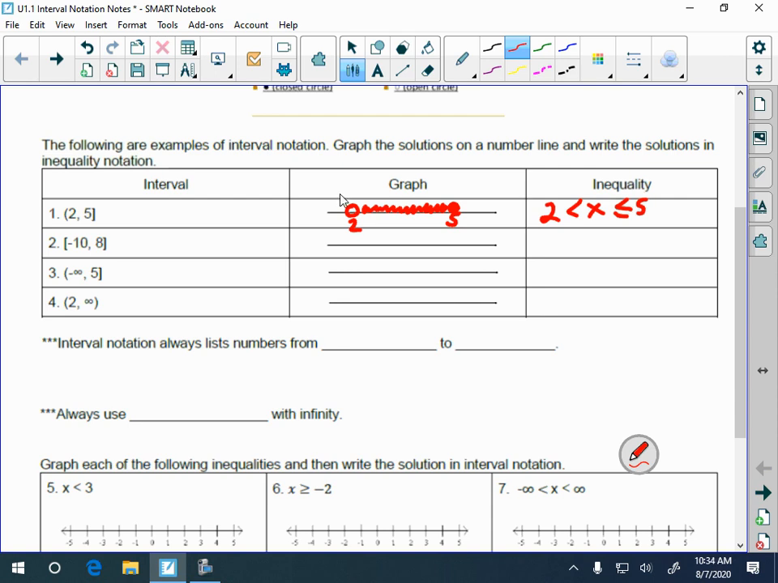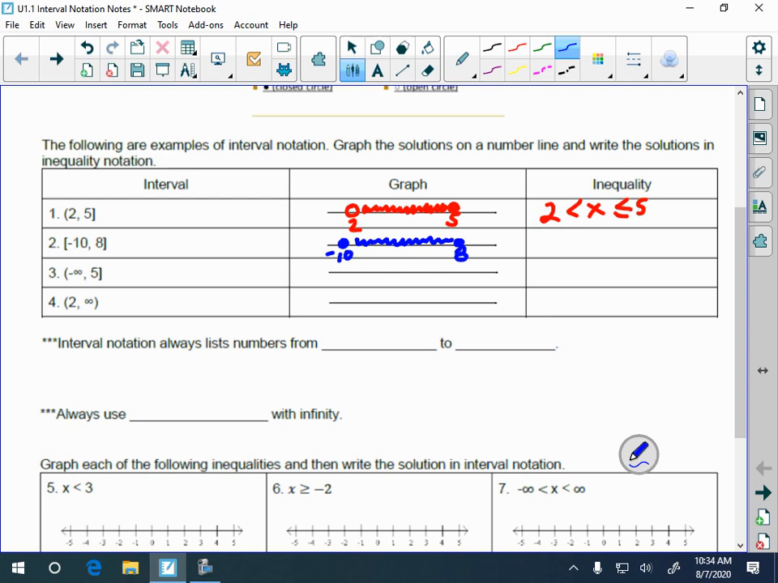Number 2, the same way. Change the color a little bit. This says all the solutions between negative 10 and positive 8. So we put negative 10 on the left, and this is going to be a closed circle because of the bracket. Then positive 8 is on the right side, and this also has a closed circle because of the bracket, and we shade in between.